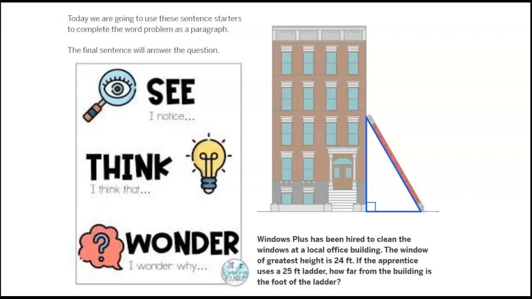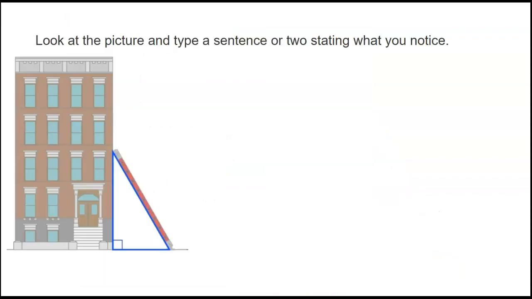So your first sentence will say, "I notice." Your second sentence will say, "I think that." Your third sentence will say, "I wonder why." And your fourth sentence is going to answer the question: The building is this many feet from the ladder. So let's look at this.